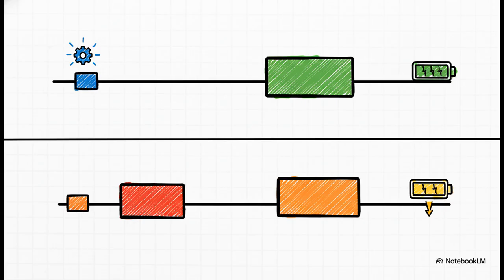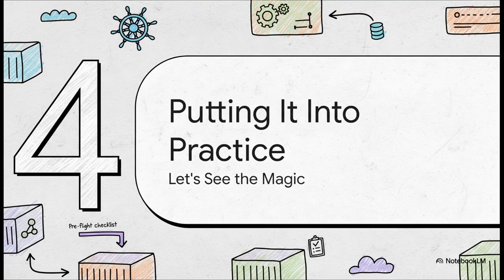And here's a really key point on why this is so great. Unlike a sidecar container, which runs alongside your app for its entire life, an init container does its job, exits, and gets out of the way. It frees up those resources. For setup tasks, it's just a much cleaner and more efficient way to work. All right, enough talk. Let's actually do this.